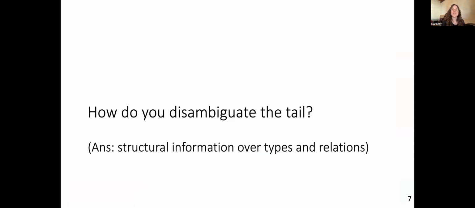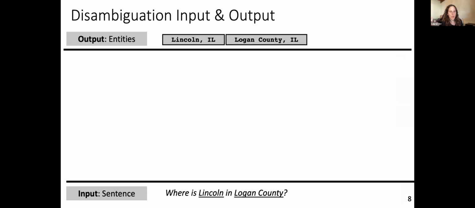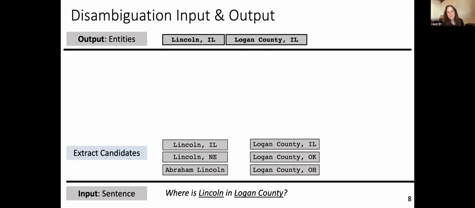Awesome. Okay, so now the big question is how do you actually use these reasoning patterns to disambiguate the tail? So I'm going to give you a little bit of a primer and a high-level overview of how NED systems work, just so that you can understand the things I'm going to talk about next. So the standard inputs and outputs: you have an input, which is a sentence, like "Where is Lincoln in Logan County?" And then the output of your model is going to be the entities that participate in the text. So in this case, you're going to have Lincoln, Illinois and Logan County, Illinois, rather than Lincoln, Nebraska, or some other Lincoln.